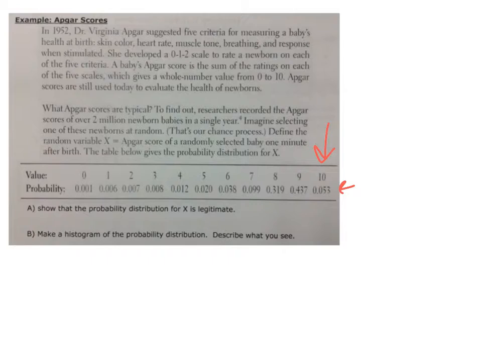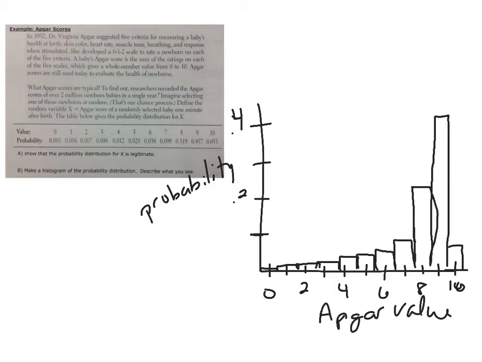The first part of the question says, show that the probability distribution for X is legitimate. Well, that's what we just said, right? They all add up to 1, and they are all between the values of 0 and 1. The second part says, make a histogram of my probability distribution and describe what you see. As a review, you should pause the video and sketch your quick histogram, and then start the video again and check your answer. Your histogram should look something like this.